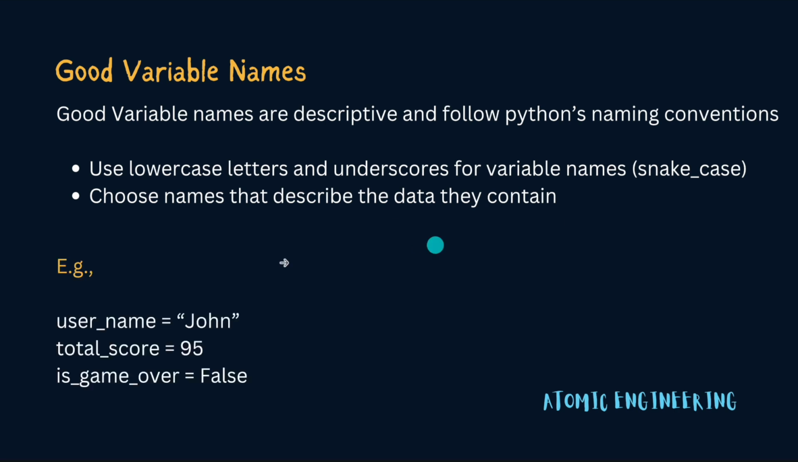So let's say you can choose something like username equal to John instead of typing x equal to John, y equal to 95, z equal to false. You can select username equal to John, total score equals 95, is game over is false. So like this, the variable names are descriptive and it is very easy to understand for other programmers.